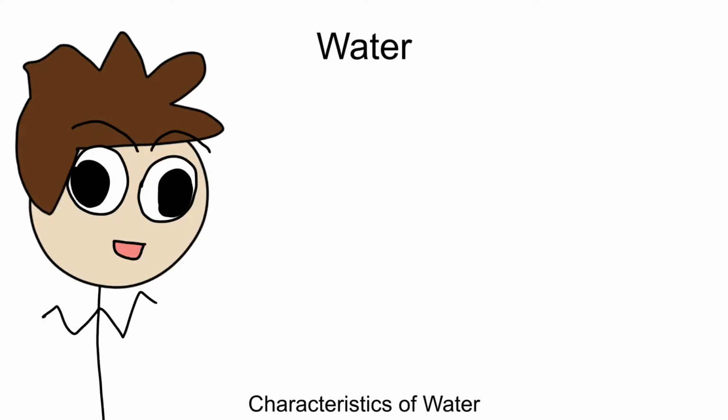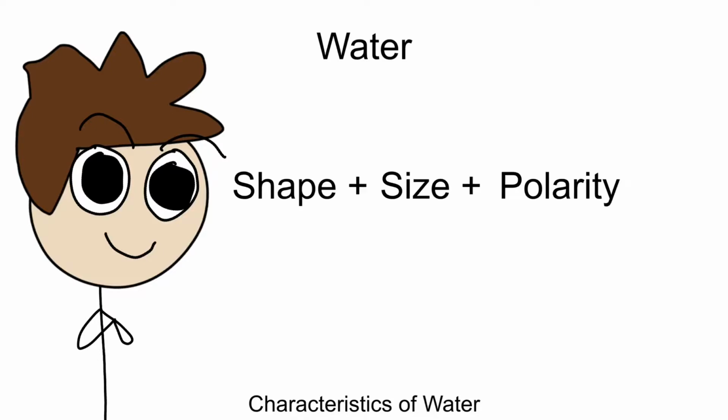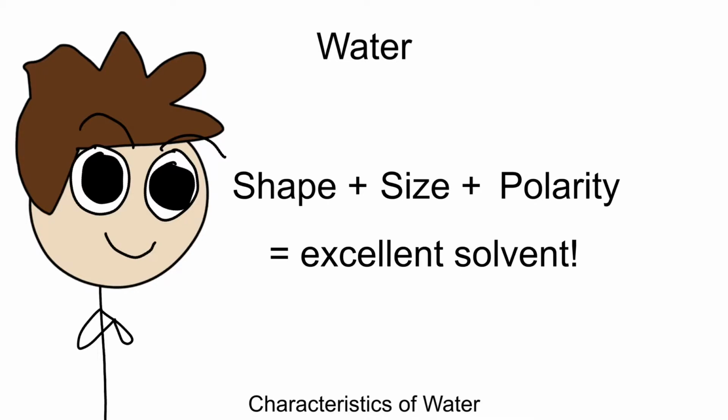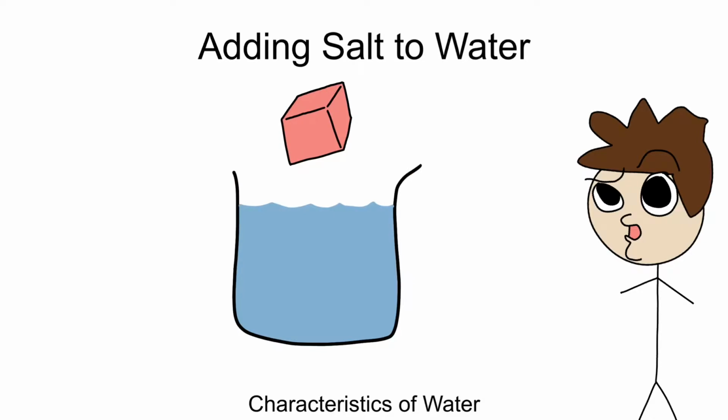Now these hydrogen bonds are relatively weak when you compare them to ionic bonds and even covalent bonds, and this is a good thing. In fact, all that was explained so far, the shape, the size, the polarity, specifically about water, makes it an excellent solvent. So what exactly happens when a block of salt is dropped into a cup of water?